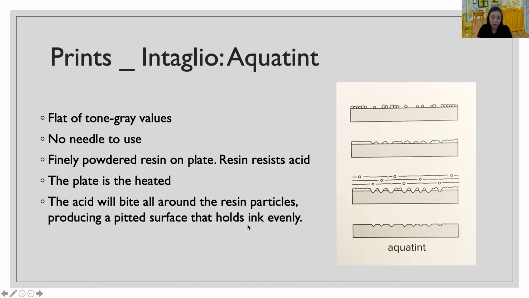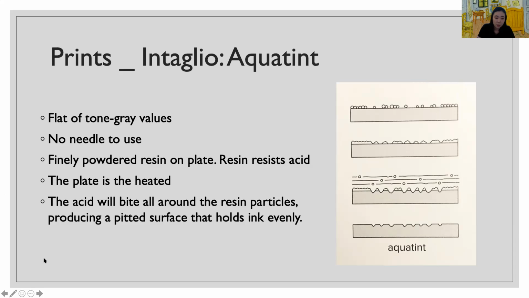And the third one, aquatint in intaglio. So aquatint is a way of achieving flat tone, gray values or intermediate values of color. And it doesn't need a needle to draw something on the plate, like the other two intaglio techniques we just saw. Artists don't need to use a needle to draw something on the plate.